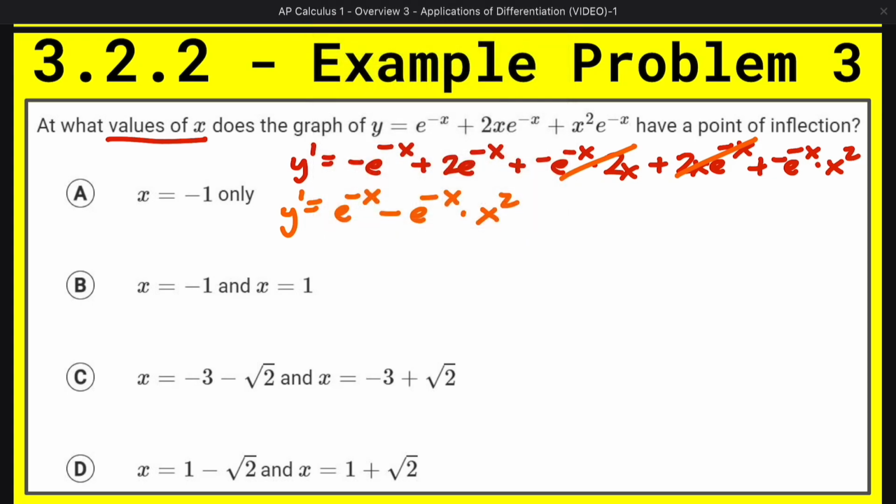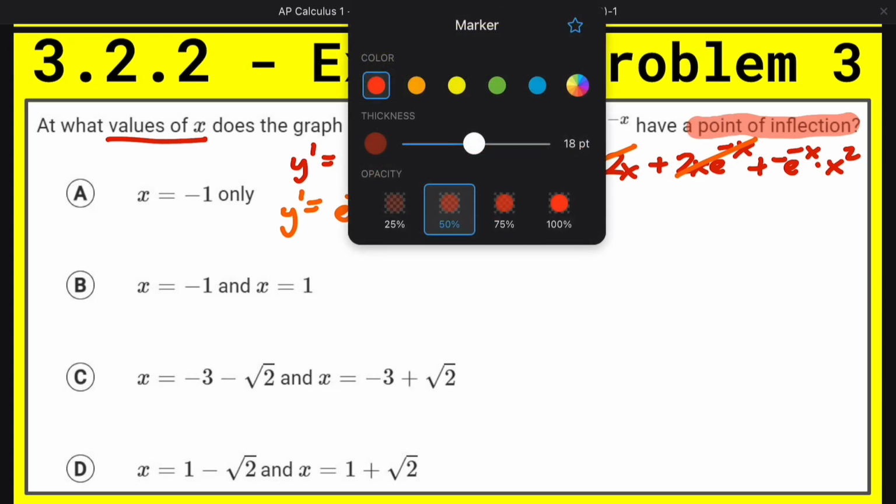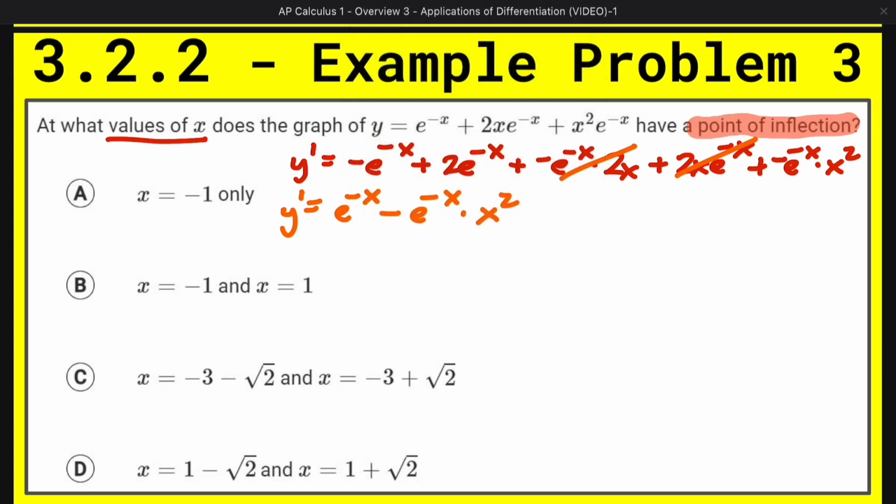So every single time you see it's a point of inflection or concavity or anything like that, a light bulb should be going off in your head. I'm going to need the second derivative. So let's find the second derivative now. Second derivative is the derivative of the first derivative. So you're going to have negative e to the negative x minus, now we have to do the derivative of this whole thing right here.